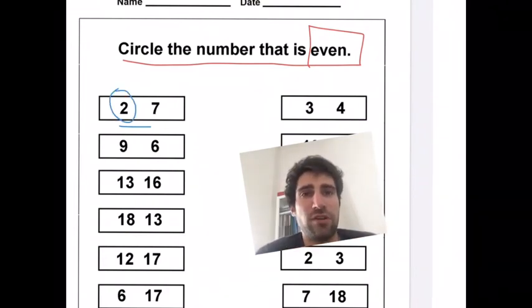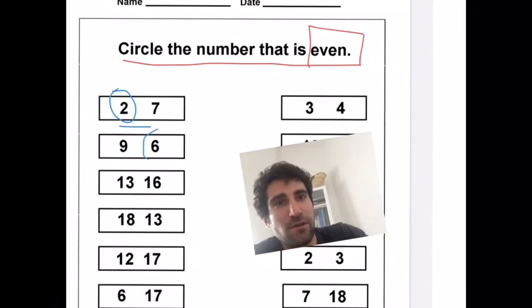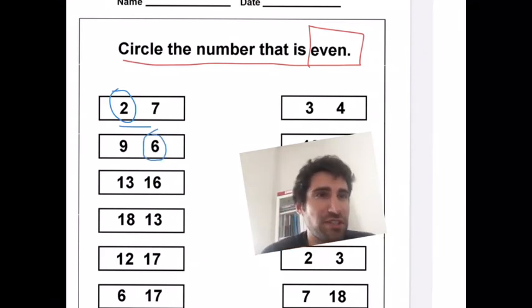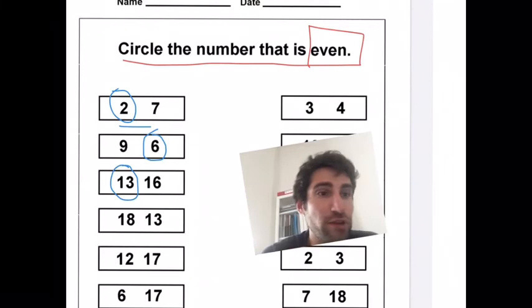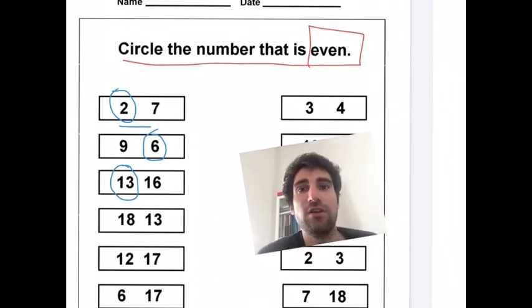Okay, next one, 9 and 6. Which is the even number? 6 is the even number. Last one together. Which is the even number? 13 or 16? 13 is the even number. Can you do the rest, please, by yourself? Off you go.